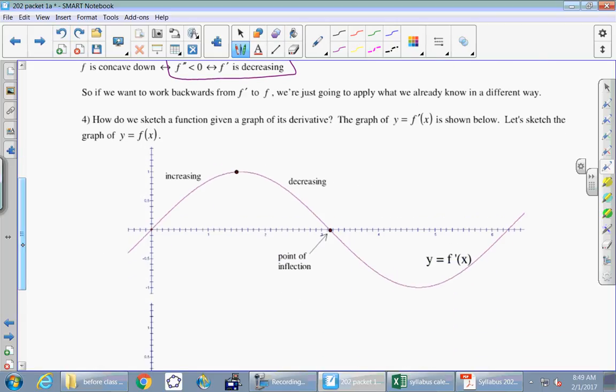Number 4, how do we sketch a function given a graph of its derivative? So for example, the graph of y equals f prime of x is shown below. Let's sketch the graph of y equals f of x. And the stuff that we're about to do here hopefully will kind of solidify part of project number 1. If you've already done a bunch of project 1, maybe just verify that the graphs that you drew satisfy the stuff that was written up above. And if you haven't started project 1, this should help you in terms of graphing, because the graph that was given to you in project 1 was a derivative, right?